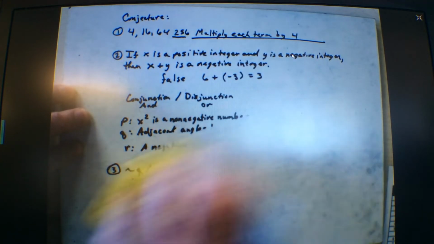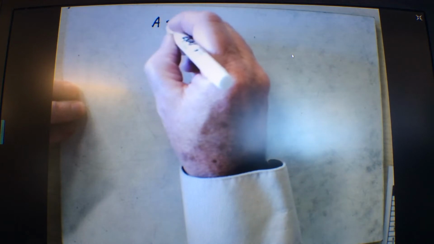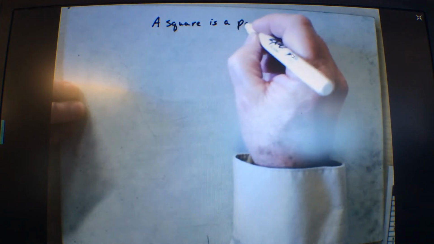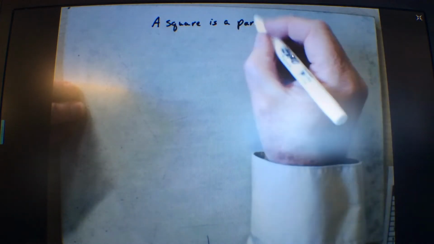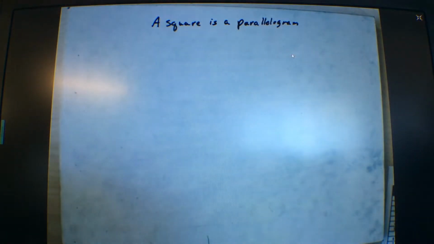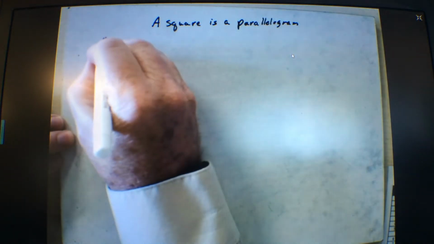Ready? Okay, so the next one we're going to do the converse, the inverse, the contrapositive, and all that jazz. Remember that? All right, so I'm going to give you a statement. And it says a square is a parallelogram. Okay. All right, now the first thing I want you to do, what number am I on? Number 5. Okay, we're just making numbers up now.